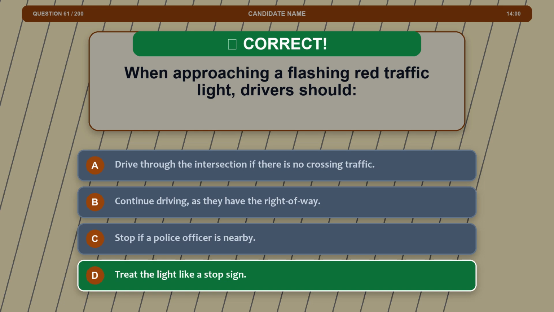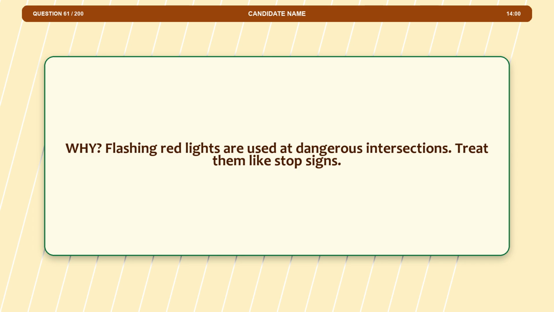The correct answer is option D. Treat the light like a stop sign. Explanation: flashing red lights are used at dangerous intersections. Treat them like stop signs.